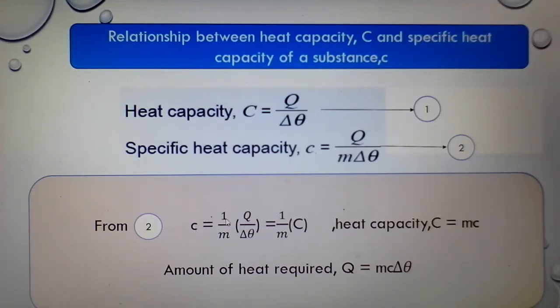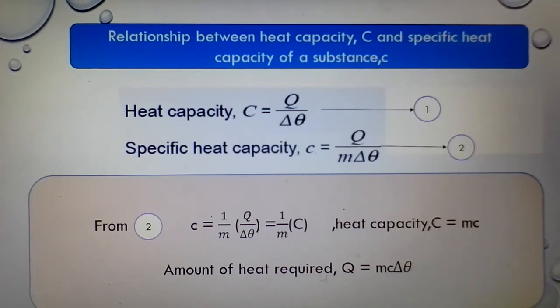So C equals 1 over M bracket Q divided by delta theta. From 1, Q divided by delta theta is capital C, or heat capacity. So we substitute here. Thus we get heat capacity, capital C, equivalent to mass multiply specific heat capacity. So we have this formula. So this one relates between heat capacity and specific heat capacity. So from here we can say the specific heat capacity does not depend on mass. Heat capacity depends on mass.